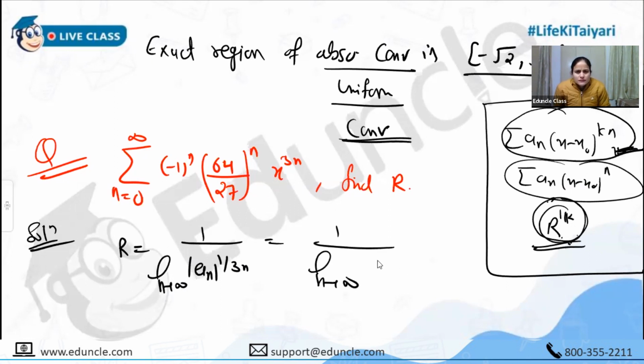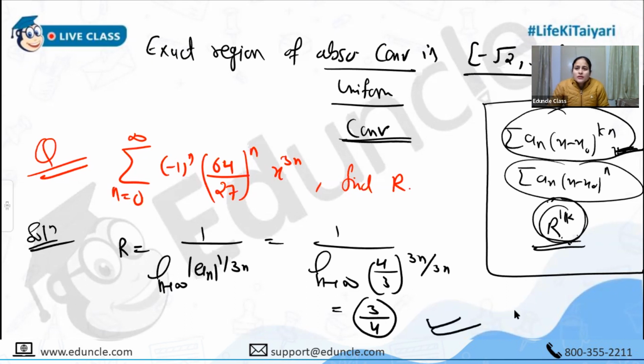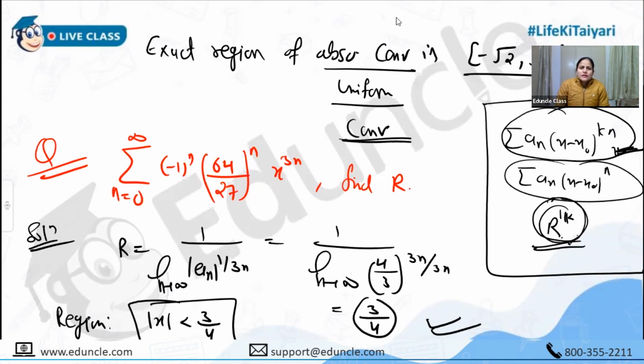It is nothing but (4/3) to the power 3n upon 3n. So I'll just have 3/4. Correct? Radius is nothing but 3/4. And what will be the reason? Mod of x is less than 3/4, meaning -3/4 to +3/4. Then clearly we can check at the boundary point.